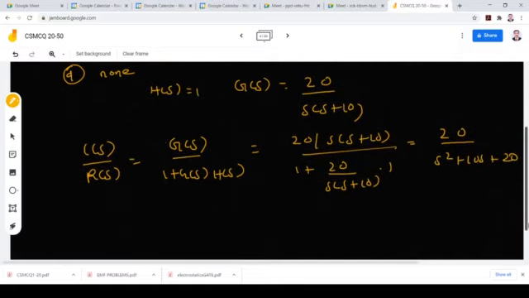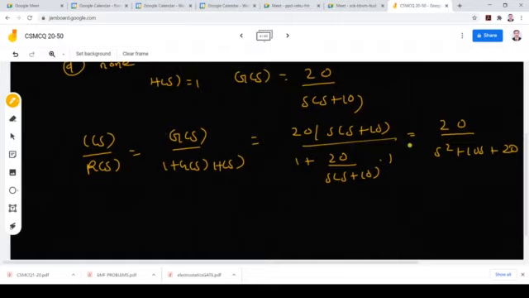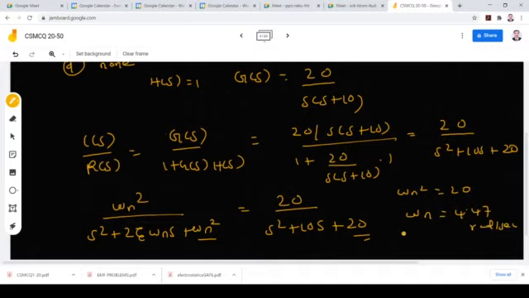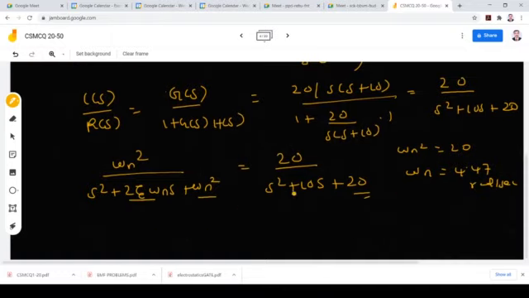So they ask about the response. If you want to know the response, we need the damping ratio. So we compare this second order system transfer function with the general equation, omega n squared divided by s squared plus 2 zeta omega n s plus omega n squared, that is equal to 20 divided by s squared plus 10s plus 20. Comparing, omega n squared is equal to 20, omega n is equal to 4.47 radian per second. For the damping ratio, 2 zeta into omega n is equal to 10. This implies zeta is equal to 1.12, which is greater than 1. So it is an overdamped system.